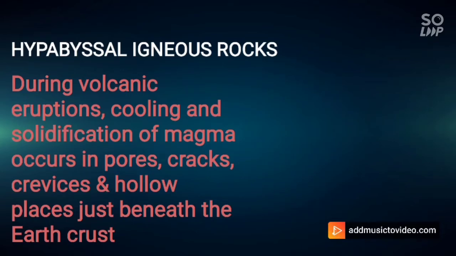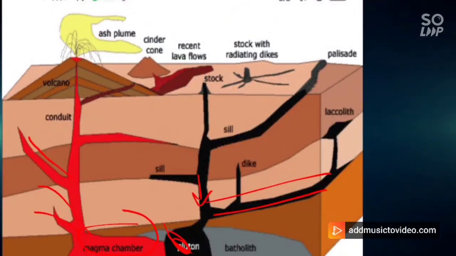So these are further divided on the basis of shape. So the first one is batholith, long undulating forms of solidified magma which is dome shaped and has vertical walls, just like this. The best example is Ranchi batholith.